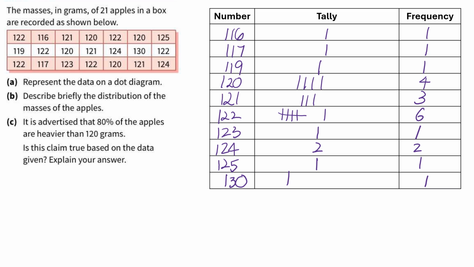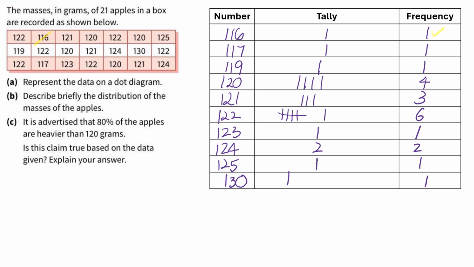Right, so if you look at the 21 apples, the smallest, or we wouldn't say the smallest, sorry, the lightest of all, it's 116 grams, and the heaviest is 130 grams. So how do you group them in a frequency table? Let's start by looking at how many apples have 116 grams as their mass. That will be 1, so the frequency is 1.